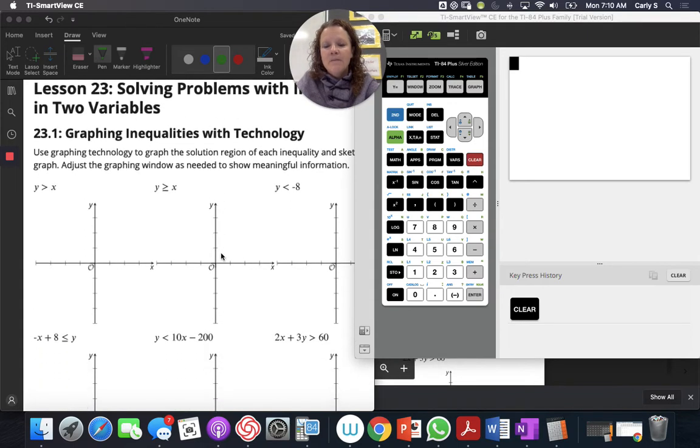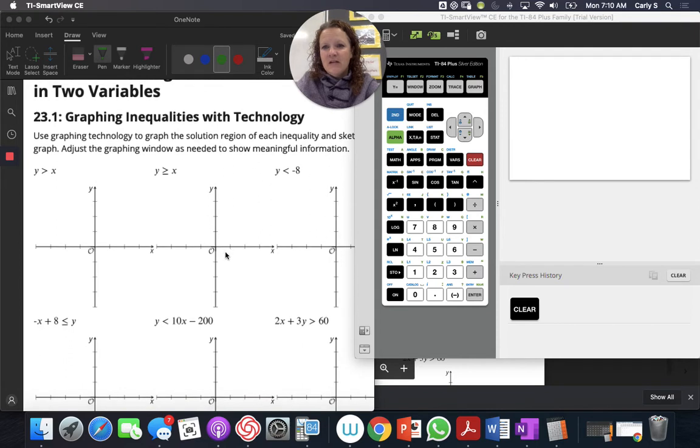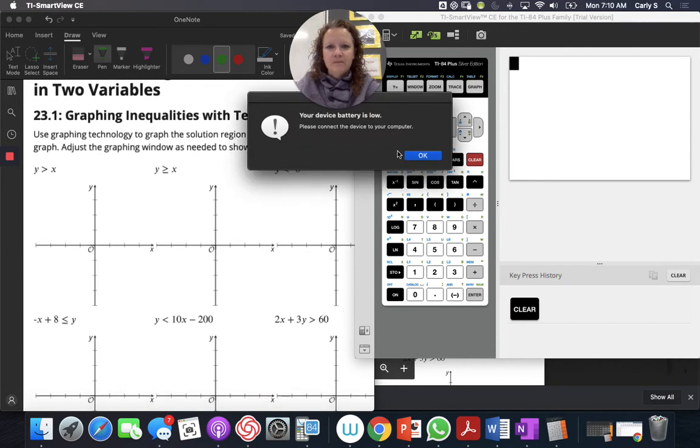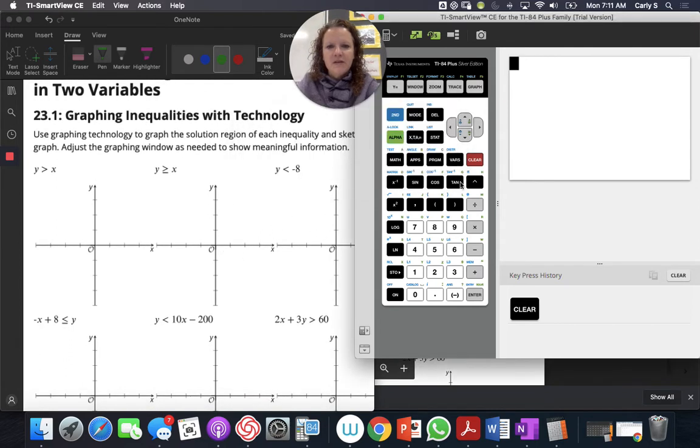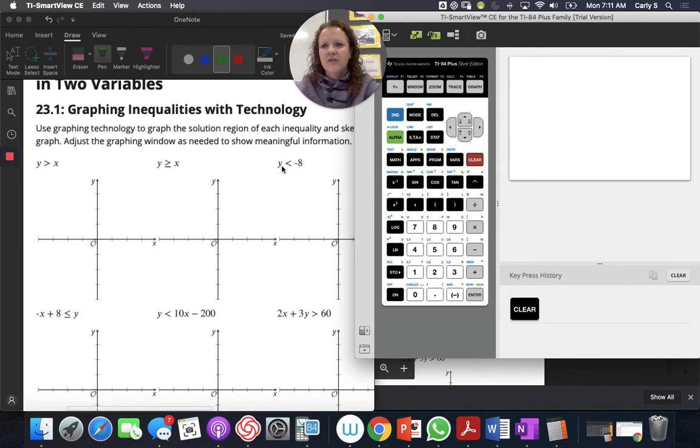All right, so this beginning one says use graphing technology to graph the solution region of each inequality and sketch each graph. Adjust the graphing window as needed to show meaningful information.